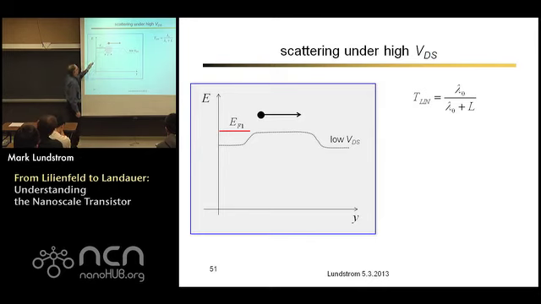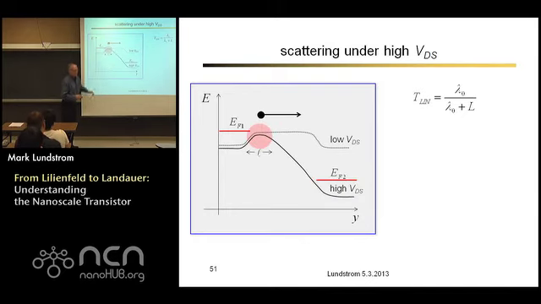Here's our energy band diagram under low drain bias. We have an expression for transmission, mean free path divided by mean free path plus channel length. If an electron comes in and scatters anywhere inside that channel, it has a chance to turn around and go back out the source and not give us any drain current. Okay. Now what happens if you apply a high drain bias? You pull everything down. Right? The gate tries to hold it up.